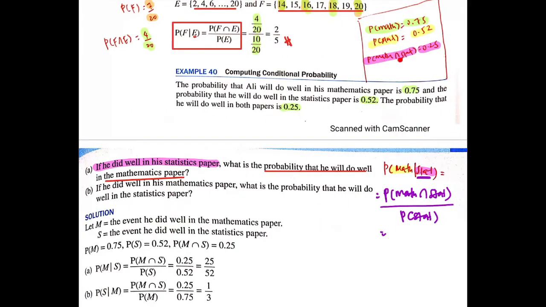Now let's fill in P(maths ∩ stat). It is 0.25, divided by the probability of stat, 0.52. Therefore, your answer is 25 over 52. That's the answer for A.